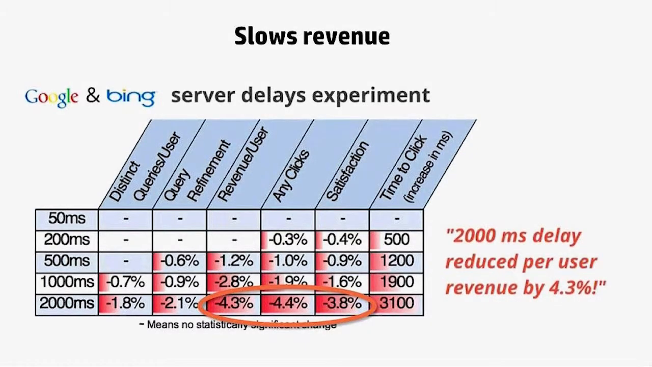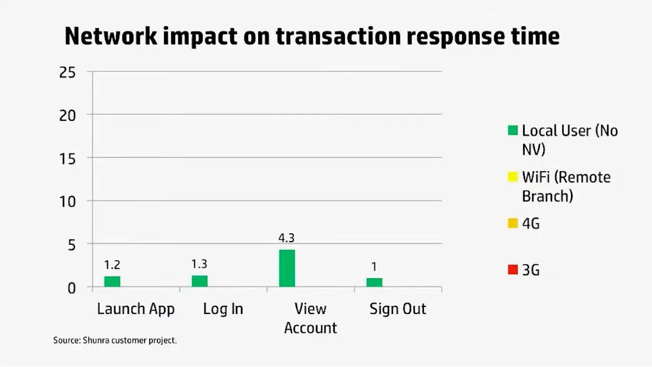Another study showed that a 2,000 millisecond, two-second delay reduced per user revenue by 4.3%. The other issue we run into is that Facebook reports 80% of interactions on the servers are now coming from mobile devices. So networks do matter. Even if your users are not mobile, you might want to know whether remote branches are less productive than home office people, simply because of response time.